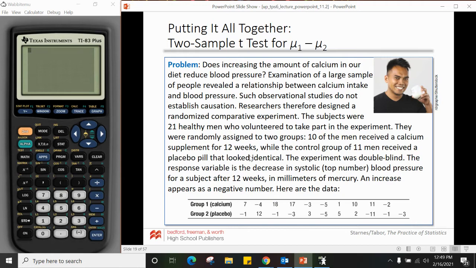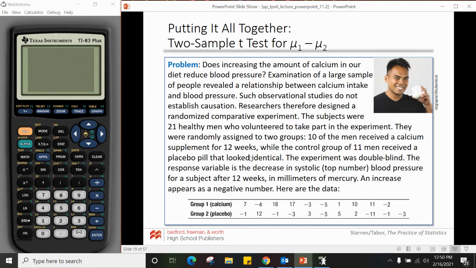The subjects were 21 healthy men who volunteered to take part in the experiment. They were randomly assigned to two groups. 10 of the men received a calcium supplement, while the control group received a placebo of 11. This is the reminder that in experiments, the sample sizes do not have to be equal. Just putting that out there. The experiment was double blinded. The placebo pill looked identical.